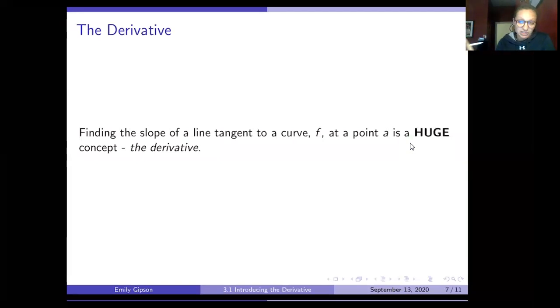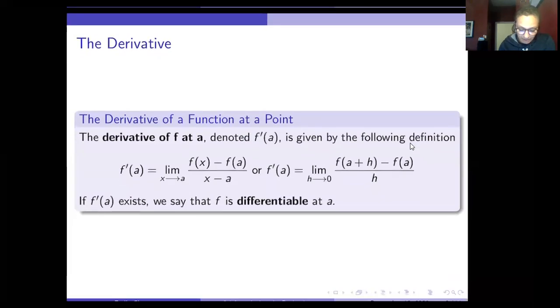Finding the slope of a line tangent to a curve, f, at a point A is a huge concept. Namely, this is the concept of a derivative. And a derivative is the major thing that separates calculus from all other forms of math. So let's talk about it.